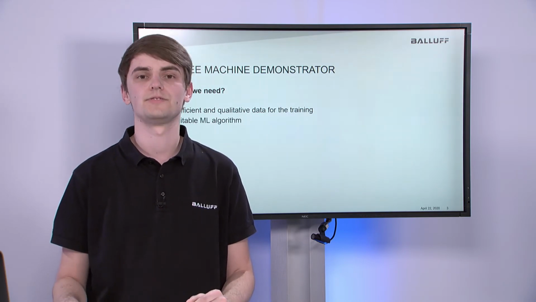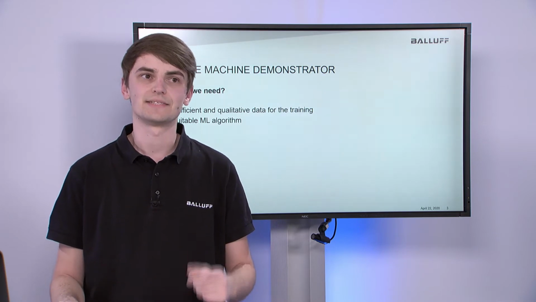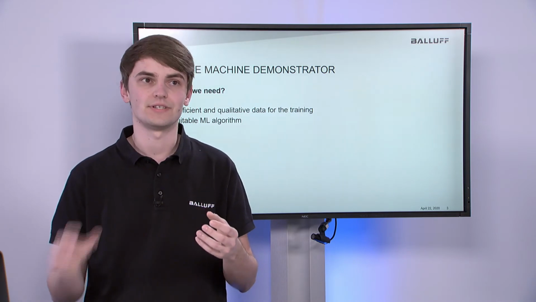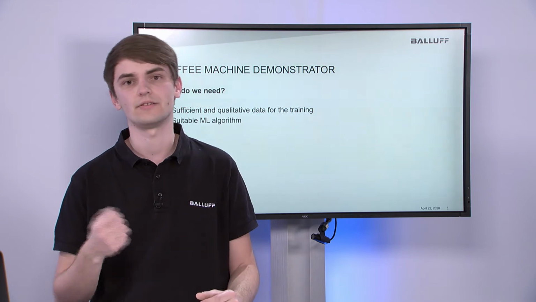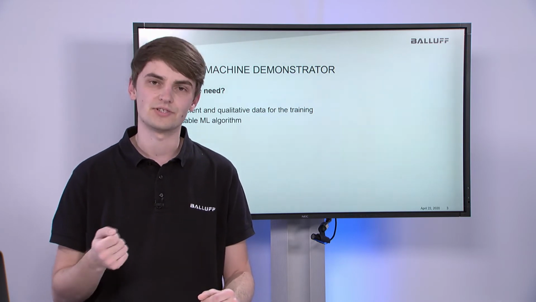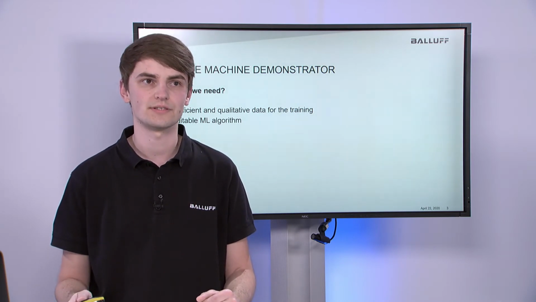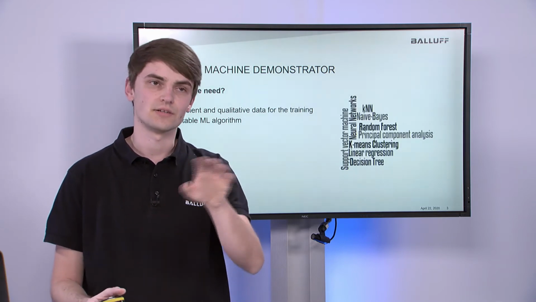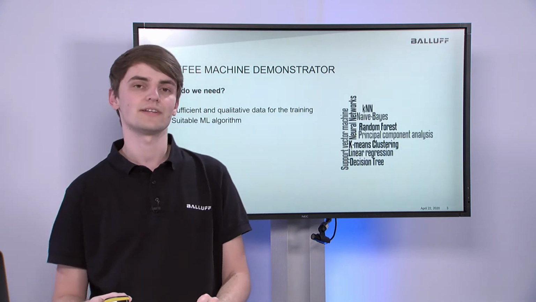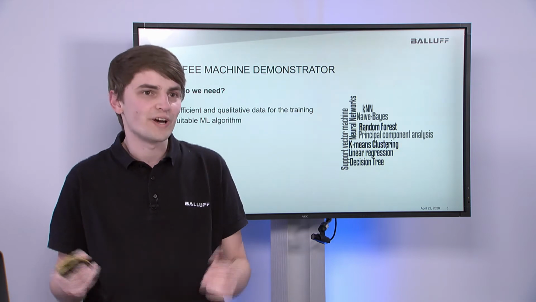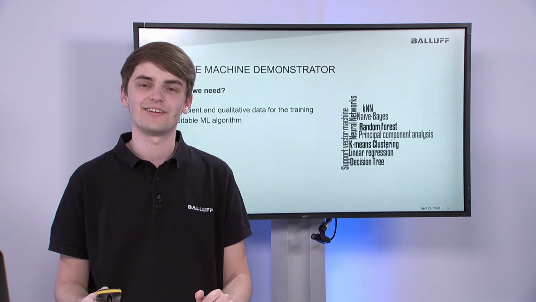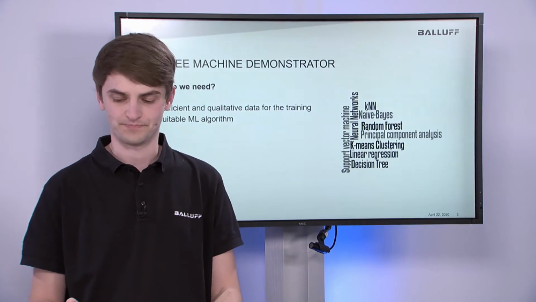Another thing is you need a suitable machine learning algorithm. This means you have to choose the right machine learning algorithm depending on your application. Every machine learning algorithm has its pros and cons, so you have to choose wisely. So here's a little selection of machine learning algorithms. That's some basic knowledge you need to choose the right one.